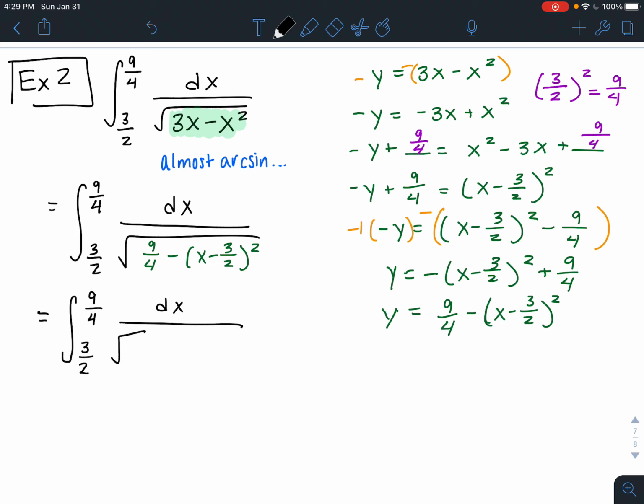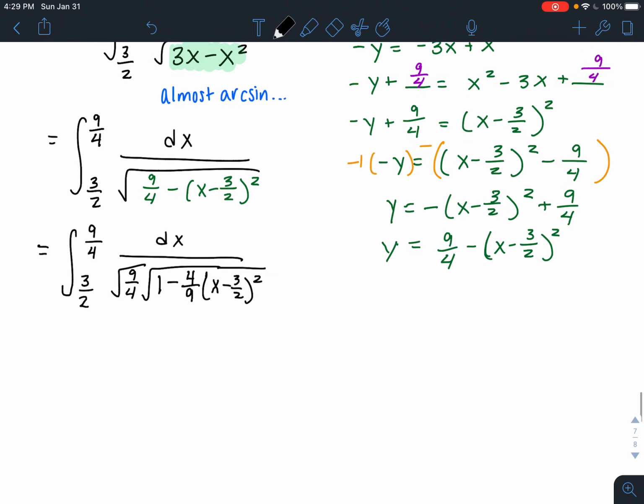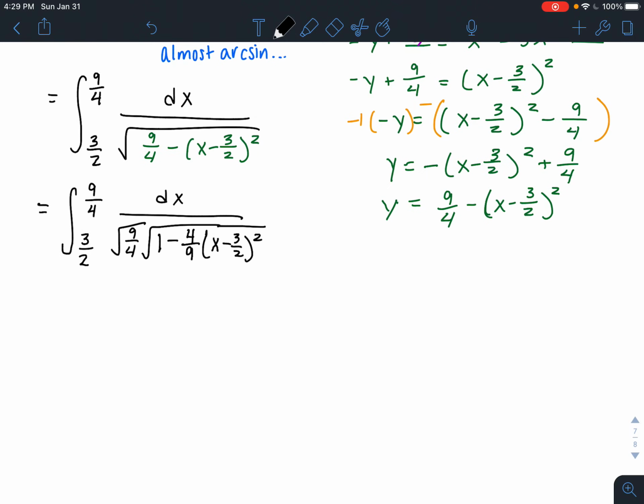Okay, so I want to make that into a 1, so I'm going to pull a square root of 9/4 away, and that is going to give me 1 minus the reciprocal of it. I'm just doing that because if I do 9 over 4 times 4 over 9, it gives me 1. So if I were to multiply through, it would be fine. So I'm just showing you how my brain works. You might be working this problem a little differently, and that is totally okay.